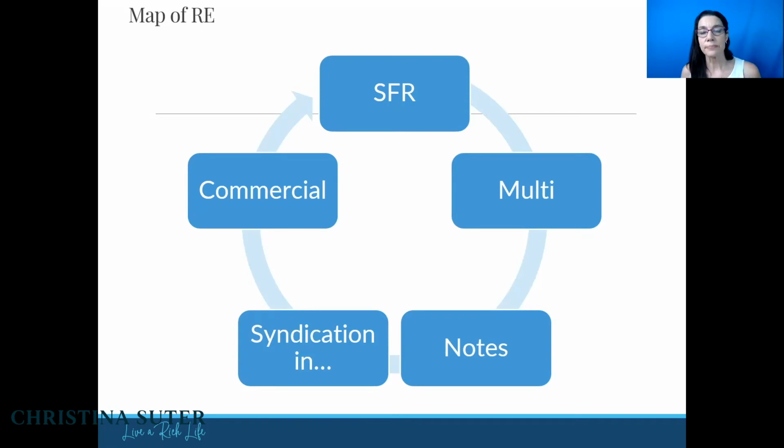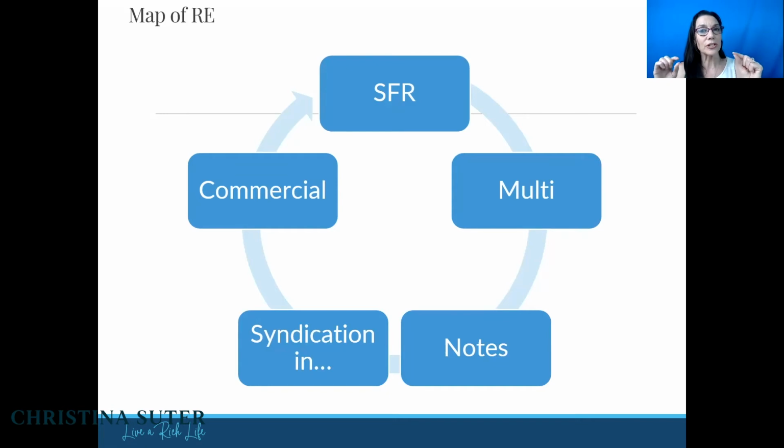So what have I got? I've got 5 basic categories in my brain that I'm dividing my real estate into, in my knowledge base. I've got single family, we're all familiar with that. Multifamily, otherwise known as an apartment building. Notes, which are secured by real estate, might be any kind of real estate, could be a storage unit, but it's a note that's secured by real estate.